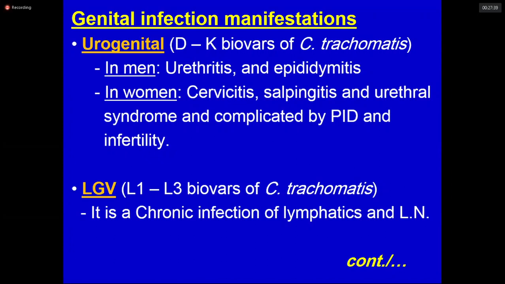So remember, I've told you that Chlamydia trachomatis in men can cause urethritis and epididymitis. In women, can cause cervicitis, salpingitis, and urethral syndromes. Complicated by what? By PID, pelvic inflammatory disease, and infertility. That is why I said if you have a case of infertility, you should investigate also for infection with Chlamydia trachomatis. Lymphogranuloma venereum, biovars L1, L2, L3 are the causative agent of LGV. It's a chronic infection of lymphatics and lymph nodes accompanied by lymphadenopathy. We will talk about it more.